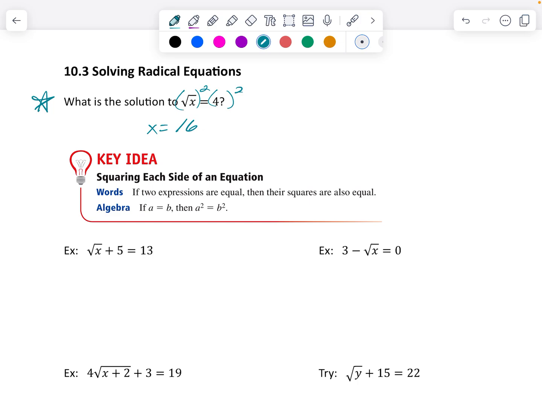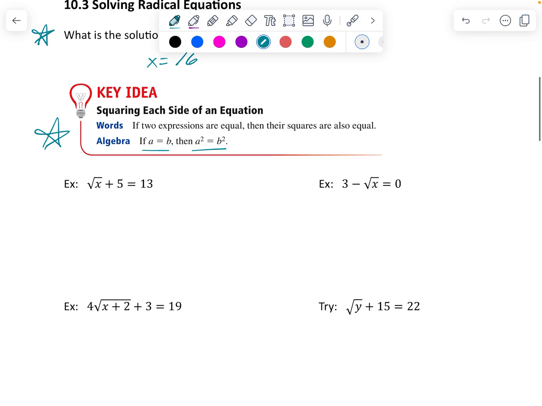So that's what this key idea is right here. It says if two expressions are equal, then their squares are also equal. So if you have a equals b, that's the same as a squared equals b squared. So in other words, we can square both sides. Well, before we square both sides, we have to have that square root all by itself.